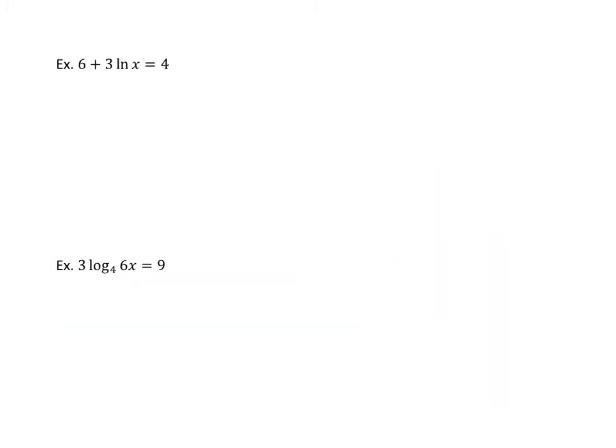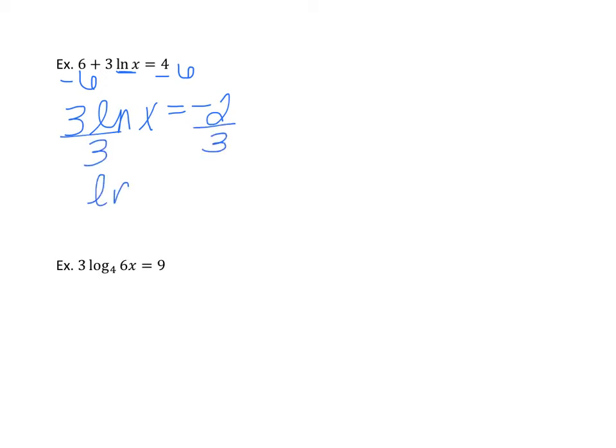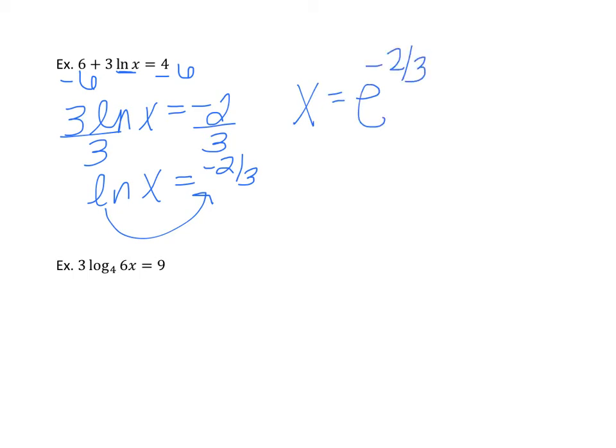Okay, same with isolating your exponential. You want to isolate your natural log. Subtract 6. 3 ln x equals negative 2. Divide by 3. Natural log x equals negative 2/3. And to get rid of a natural log, I've got to e this side. x equals e to the negative 2/3.